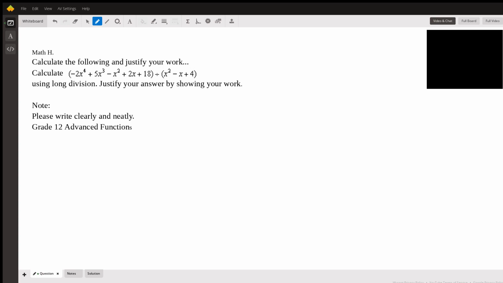Calculate negative 2x to the fourth power plus 5x cubed minus x squared plus 2x plus 18 divided by x squared minus x plus 4. This is basically dividing polynomials, and it says specifically using long division. Justify your answer by showing your work. So that's what I will be doing. And as I solve the problem, I'll be writing everything down and explaining.